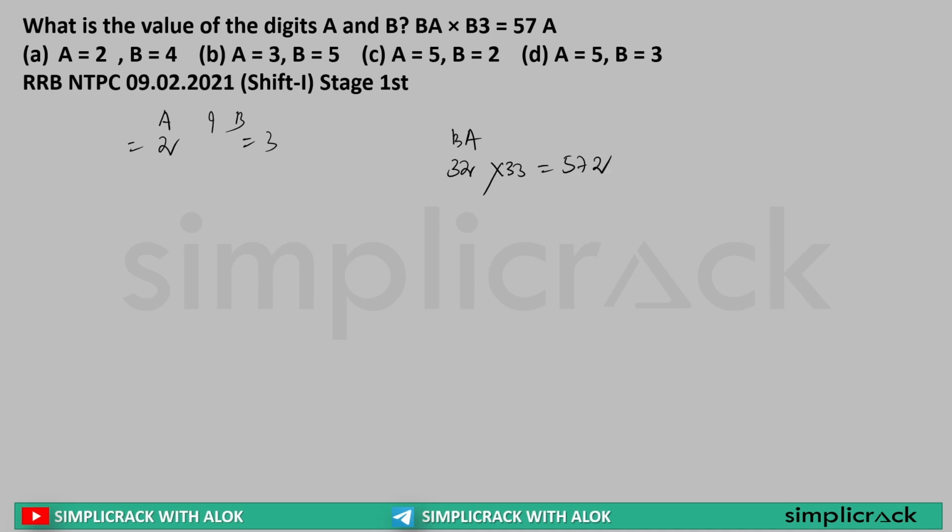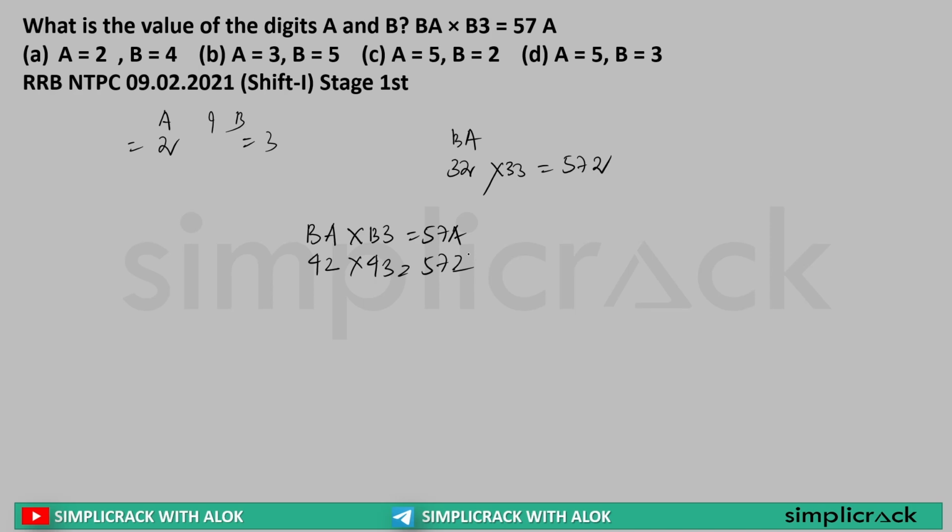Okay, now it is asking what should be the value so that we can get this. Now understand what is written: BA multiplied by B3 is equal to 57A. In such questions in an examination you will freeze. So what I will suggest is to go through the options. It will be quicker and easier. B4 A2, so I'll write 42 multiplied by 43 is equal to 57A. A is equal to 2.